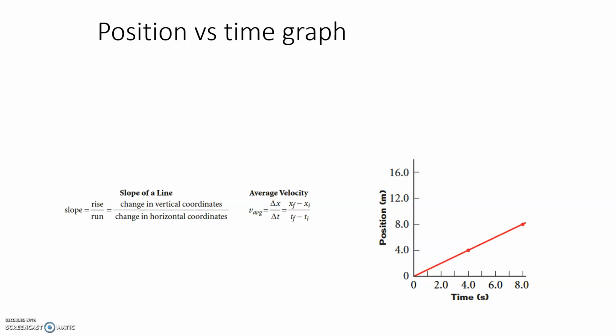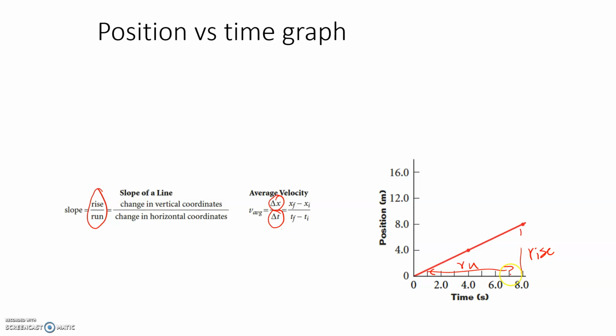Okay, the other thing we studied is the graphs. We studied the position versus time graph and the velocity versus time graph. If I give you a position versus time graph and ask you to find the velocity from this graph, velocity is always the slope. How can you find the slope? Rise over run. Rise is the vertical distance, run is the horizontal distance. Here, it means the change in position divided by the change in time, because we know average velocity is change in position divided by change in time.